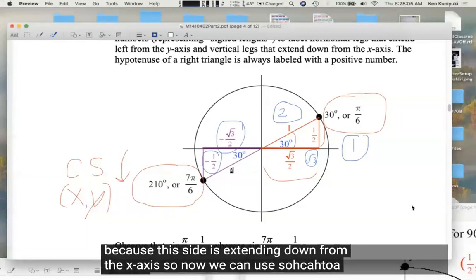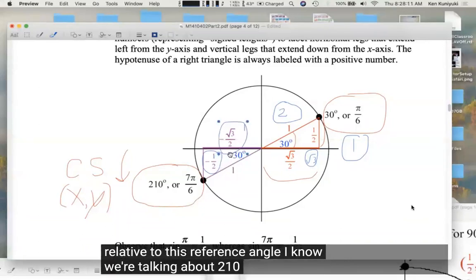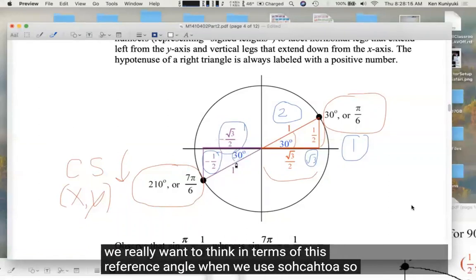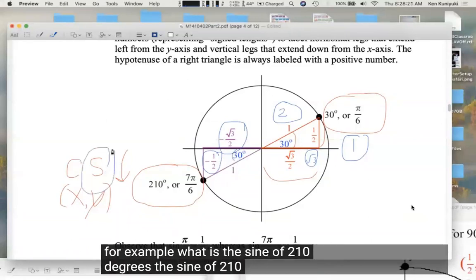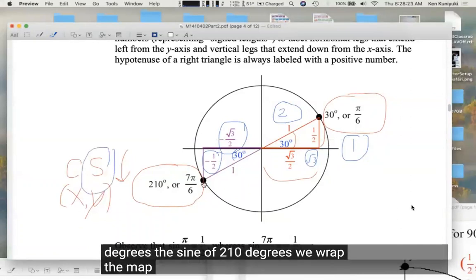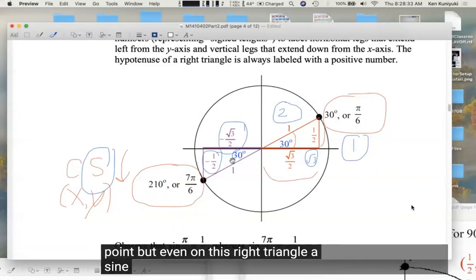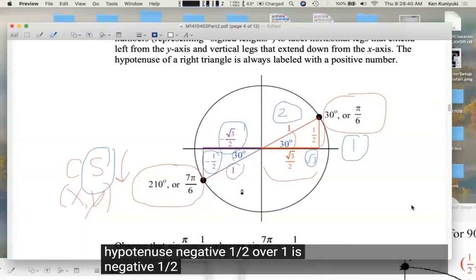So now we can use Sohcahtoa relative to this reference angle. I know we're talking about 210 degrees here, but we really want to think in terms of this reference angle when we use Sohcahtoa. So for example, what is the sine of 210 degrees? Right off the bat from the unit circle, we know that it's going to be -1/2, which is the y-coordinate of the intersection point. But even on this right triangle, sine, SOH, sine is opposite over hypotenuse. -1/2 over 1 is -1/2.